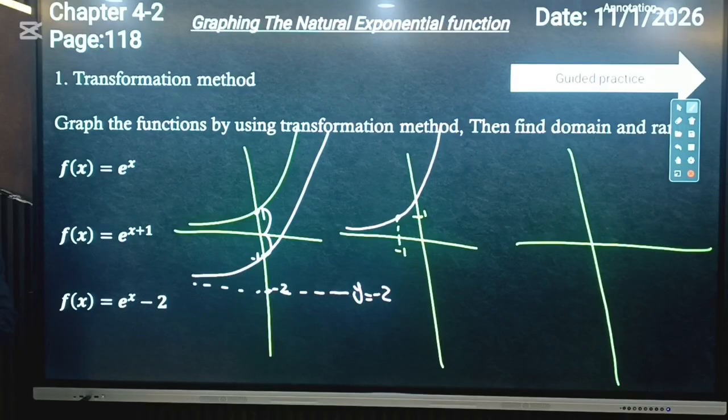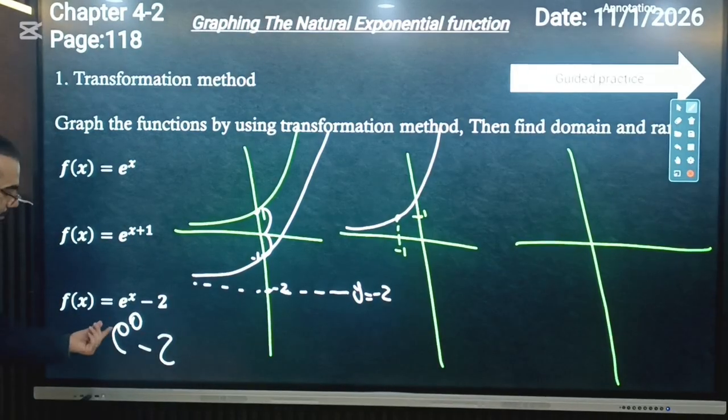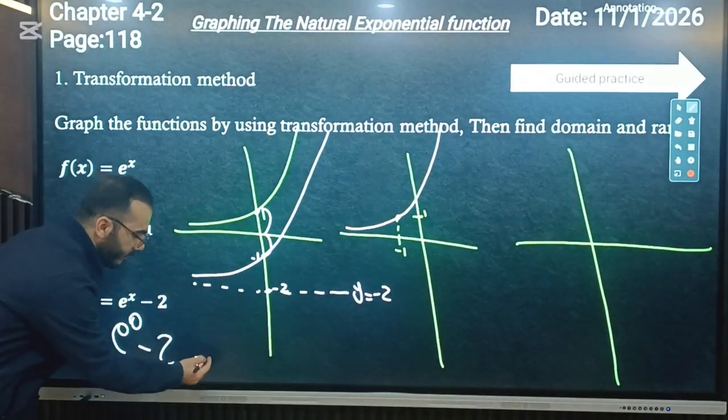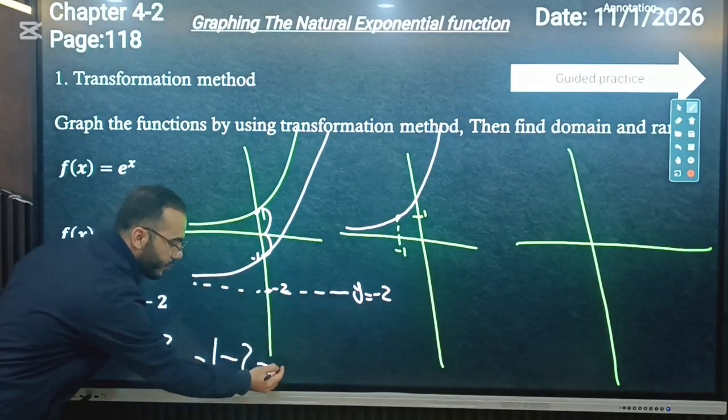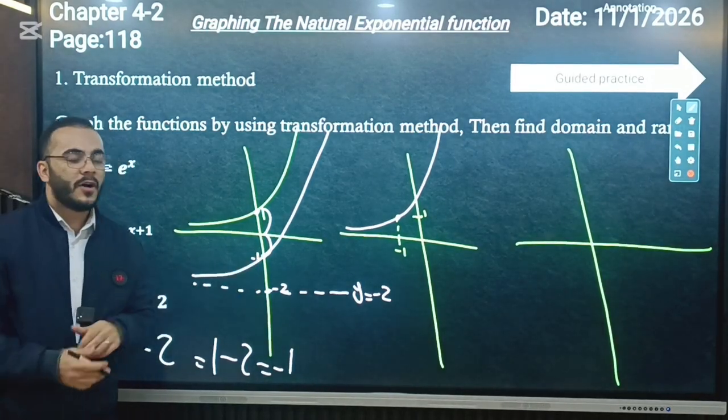So if you want to check whether your graph is correct or not, as a suggestion, I strongly recommend you to replace x with 0. So in that case, e powered by 0 minus 2. Everybody knows that e powered by 0 is equal to 1. So 1 minus 2 is equal to -1. And as you can see, the graph goes through -1.